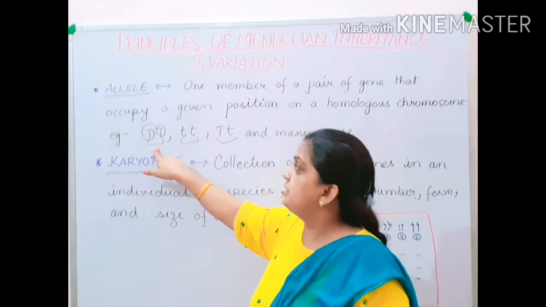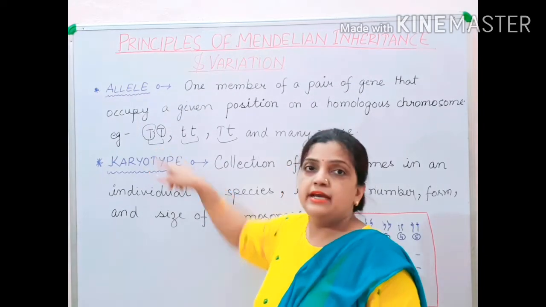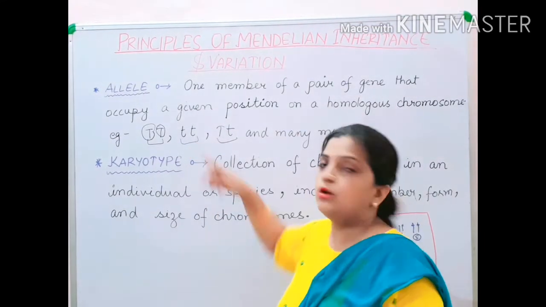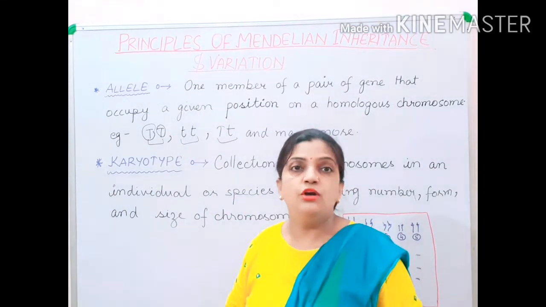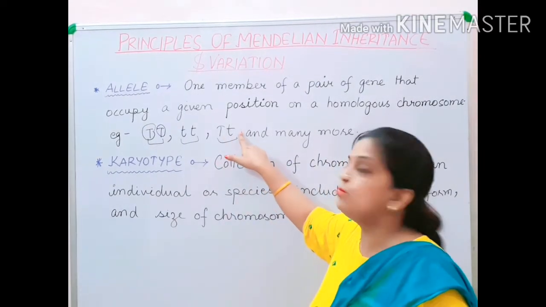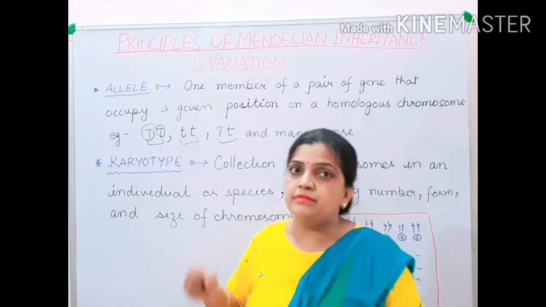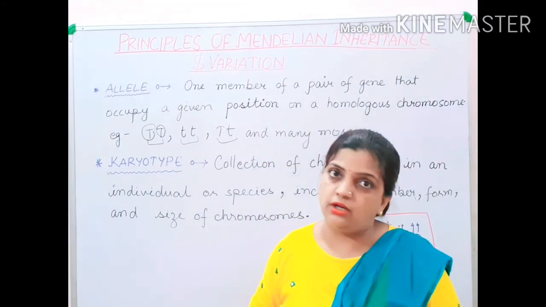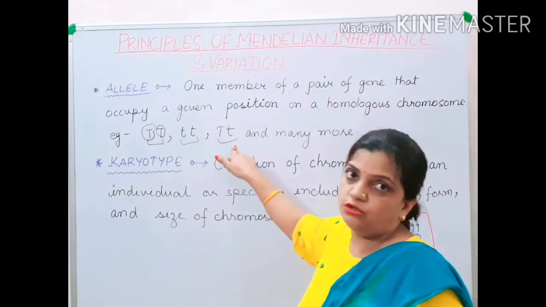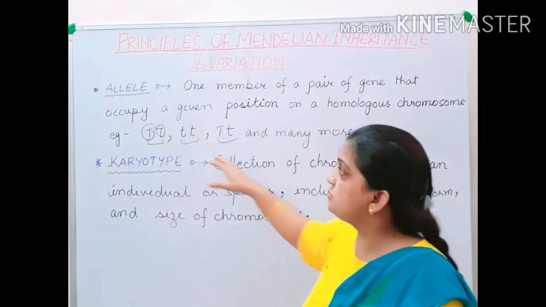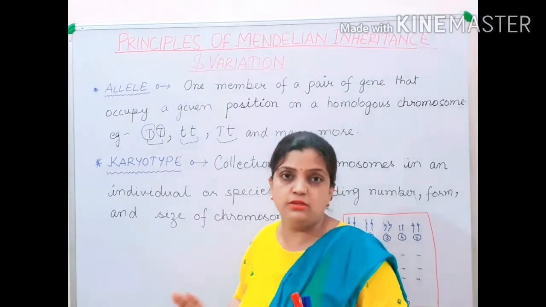Here children, capital T and capital T refers to tall height. Small t and small t refers to dwarf height, shortness. And here capital T and small t, the genes are mixed but the character will be dominant in the form of tall, so the offspring will be tall over here. We will discuss that part later on. So children, hope allele is clear to you all now.